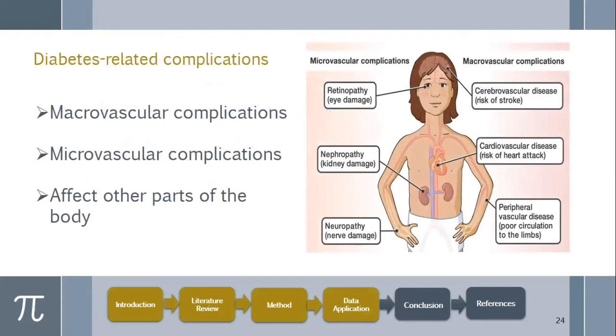We have two types of diabetes-related complications. First are macrovascular complications, which increase the risk of a stroke, risk of heart attack, and also cause problems like poor circulation in body organs. And then we have microvascular complications. These microvascular complications can damage the eye, kidney, or nerve. And also we have other complications that affect other parts of the body like teeth or gum.